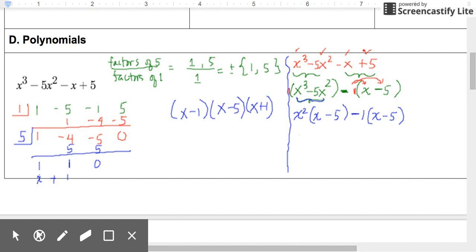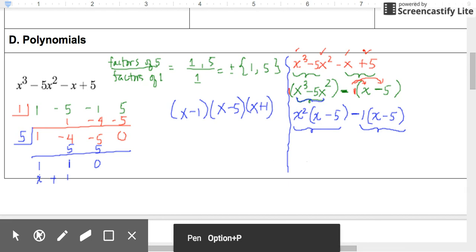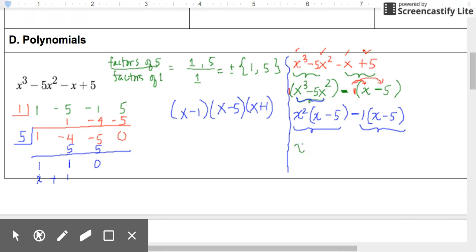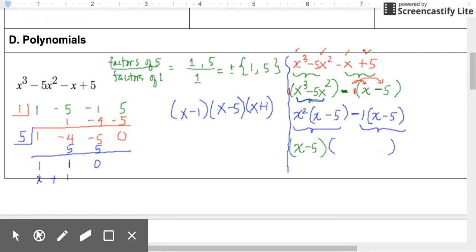So I have here two expressions. This part is in factored form, and this is also in factored form. And we notice that they have a common factor, which is x minus 5. So if they have a common factor, we can factor that out. So I'm going to factor out x minus 5. Okay. Then inside this parentheses, I'm going to put x squared minus 1.